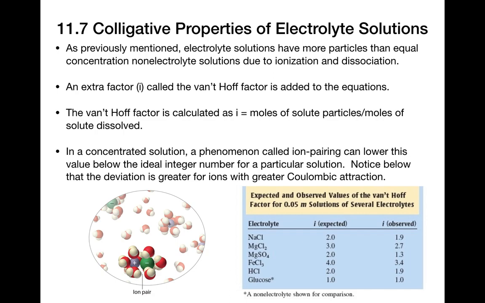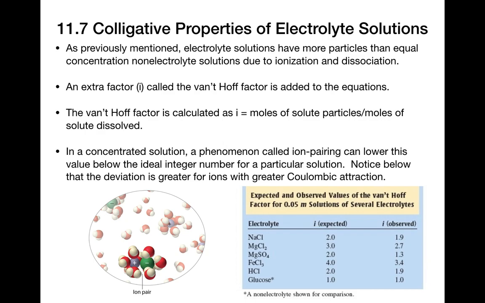So those kinds of electrolytes are going to need an extra multiplier called the Van't Hoff factor, i. i is defined to be the moles of solute particles divided by the moles of solute dissolved. Now ideally we expect the Van't Hoff factor to be a 2 or a 3 because we expect full dissociation or ionization. In reality, there is an effect called ion pairing.